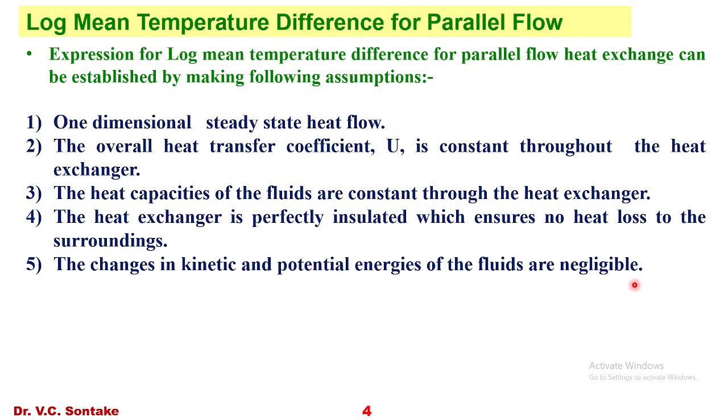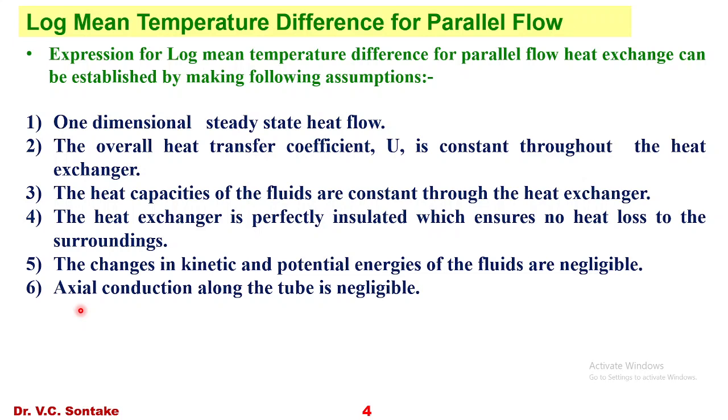It is possible that there is an elevation difference between inlet and outlet of the heat exchanger with reference to some datum point, and hence it is quite possible that the kinetic and potential energies of hot and cold fluid may vary. However, this variation we are neglecting during derivation of the LMTD expression for parallel flow heat exchanger. 6. Axial conduction along the tube is negligible.